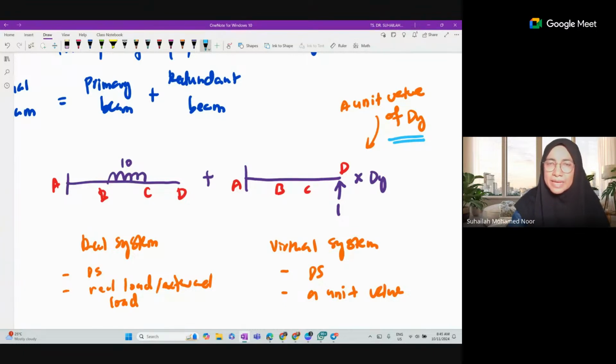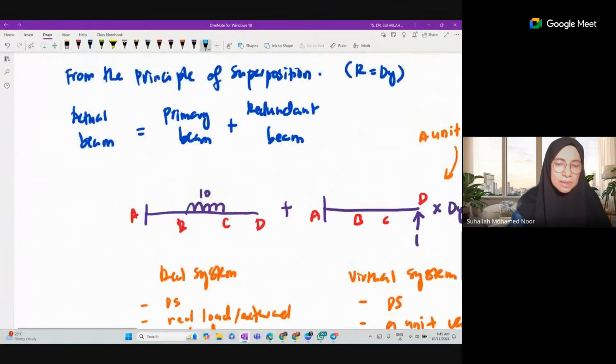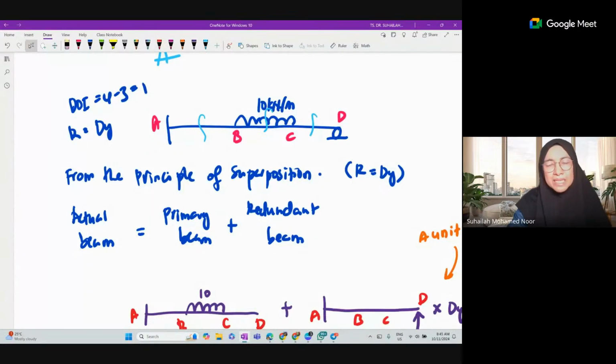That is why I said previously in the previous class that to solve for the redundant, to get the objective, we actually analyze all determinate structures. The flexibility method is only the concept, but for the analysis, we analyze all reactions, internal forces, as well as displacement. So this is an example where we have A, B, C, D, an indeterminate beam.